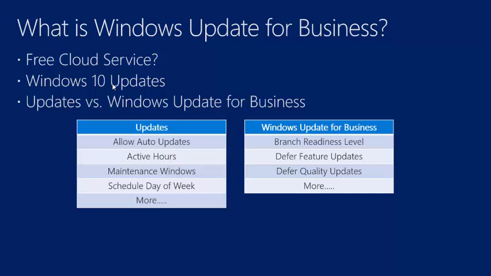So updates versus Windows Update for Business. I just list out a few of the kind of settings that you would expect to find in the updates node of the configuration. Things like allow auto updates, active hours, maintenance windows, and there's a lot more. Then there's a category of updates that are really Windows Update for Business specific, again dealing with Windows 10. The idea of branch readiness level, deferring feature updates, deferring quality updates, more of them. And those only make sense in a Windows 10 world.